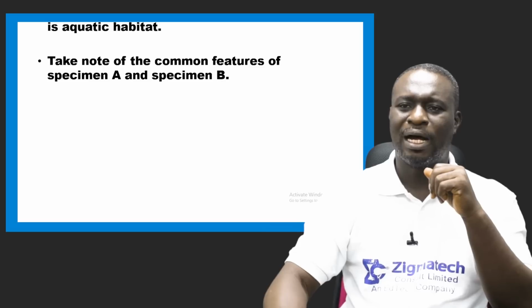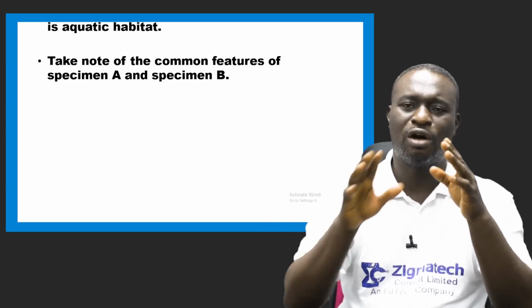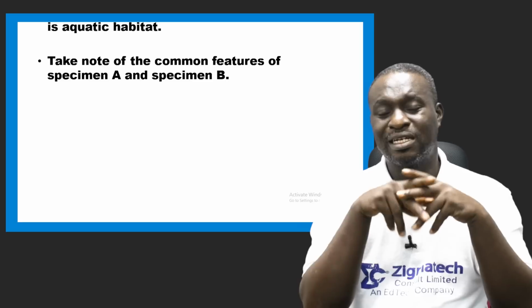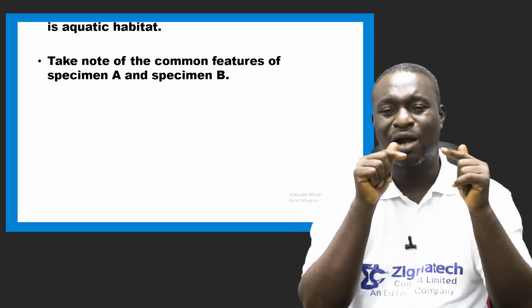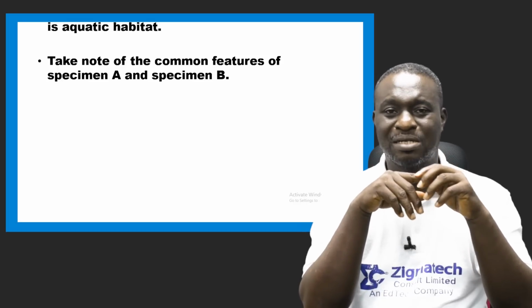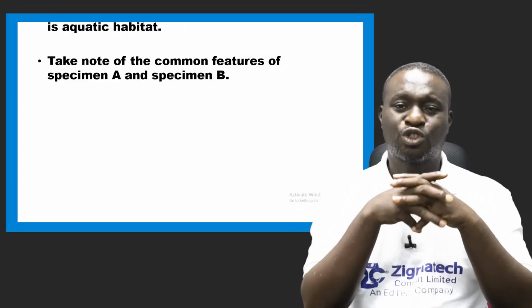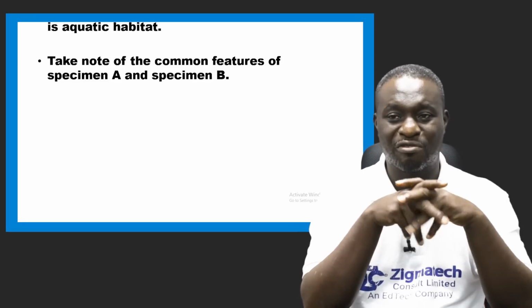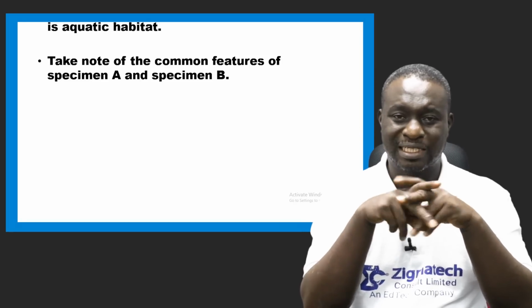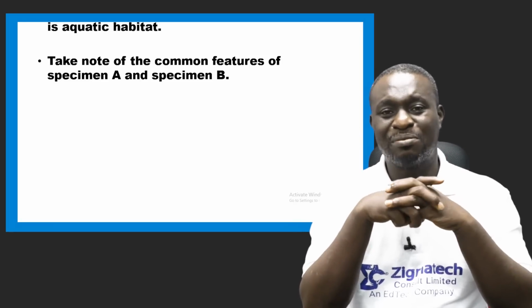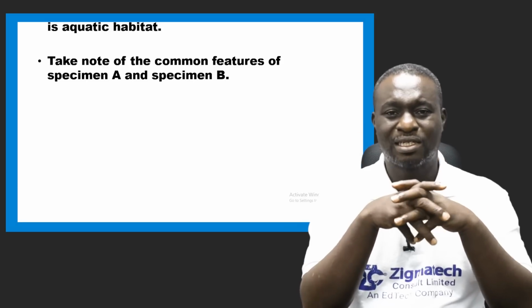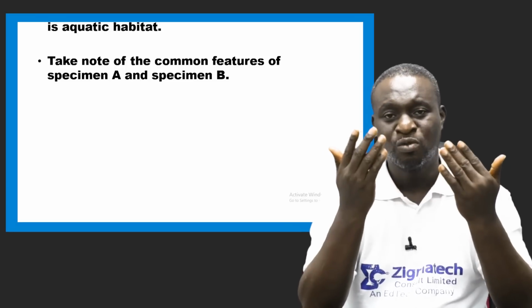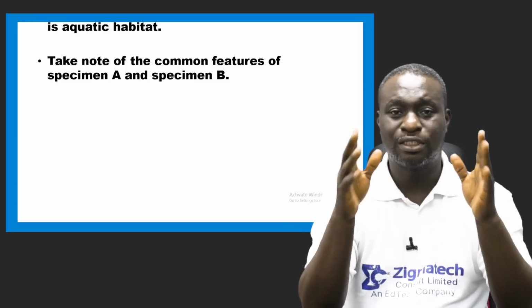Let me show you one or two things to also take note of in terms of the gills of the fish. Note that the gills are found in aquatic organisms, in organisms that live in aquatic habitats. Also, please take note of the common features of specimen A, which is the gills of the fish, and the next one we're going to be looking at. There is a big similarity, and sometimes you might be asked to write similarities between two specimens. But as we continue, we're going to be looking at those aspects.